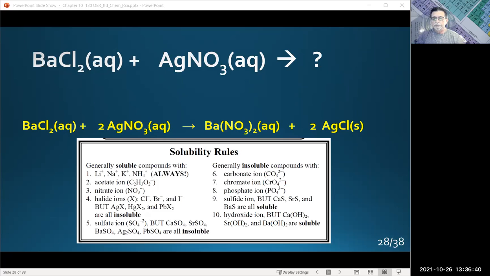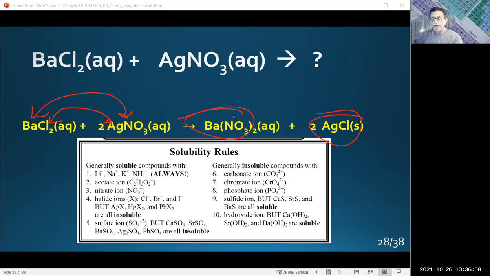Notice again, sometimes as a student, you don't see it. All we did for a double replacement reaction, the barium now partnered up with the nitrate and the silver partnered up with the chlorides. You get silver chloride, barium nitrate.